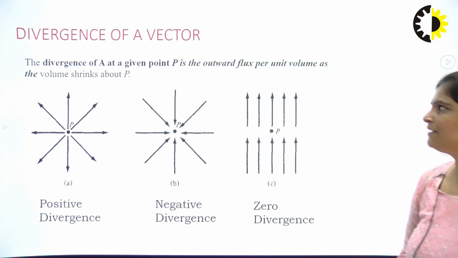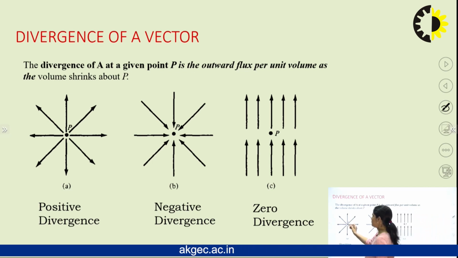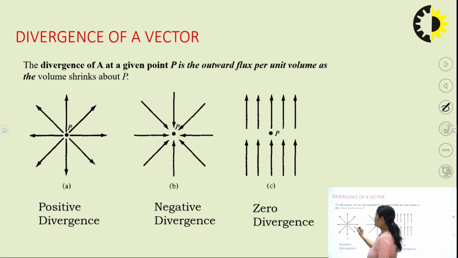Now here we can study whether P is a source, sink or what, right? Divergence of A at a given point P is the outward flux per unit volume as the volume shrinks about P. Now here you can see your P is here, this is your source and all fields are going outward from this point P. If P is a source, there is positive divergence. Now here you can see all fields are coming inward, so P is your sink. Source means start point and sink means end point. So all fields are reaching this point P, so here there is negative divergence. Now your field is in the upward direction and your point P is in between this field. Now here zero divergence.